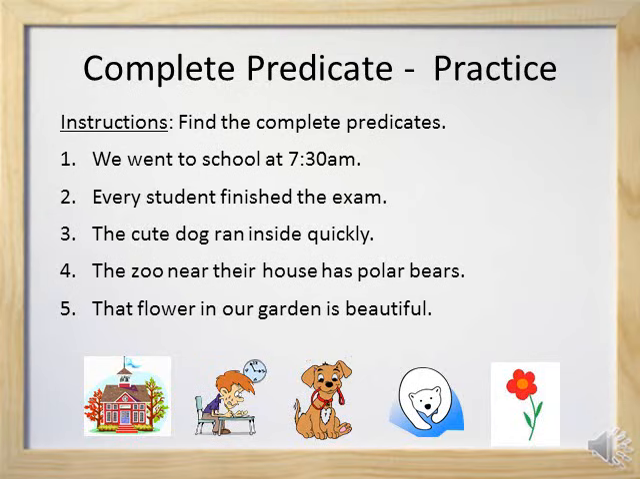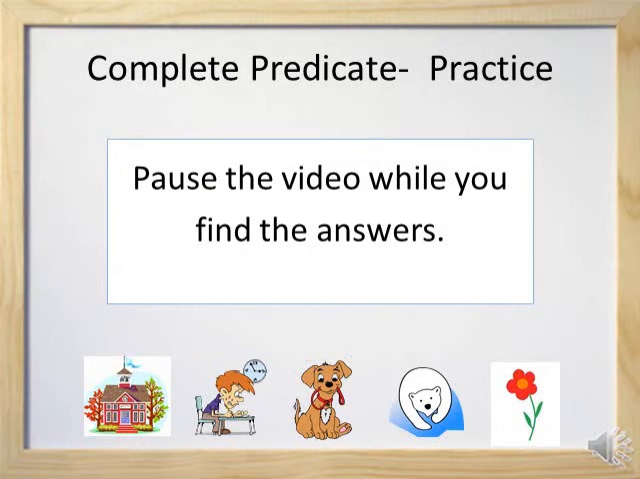Find the complete predicate in each sentence. My recommendation is to first find the simple subject and then find the complete predicate by asking what the subject did or is doing in the sentence. Pause the video while you work. Are you ready to check your answers? Let's check.